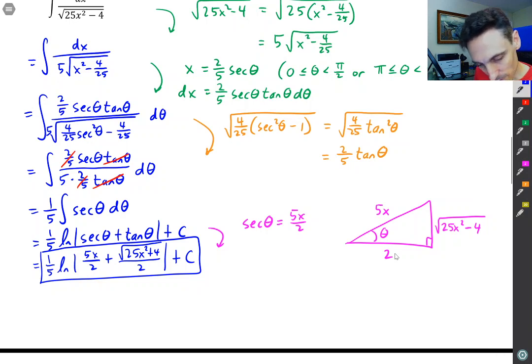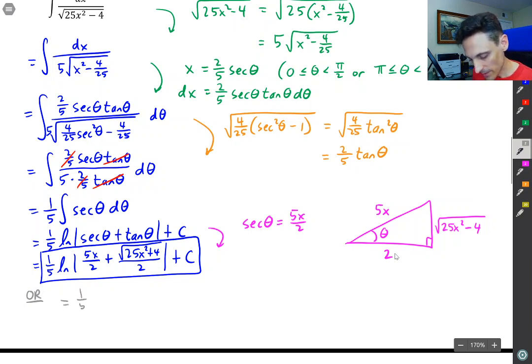Let me write this down below. So I'll write, or, actually put this in gray. So, or, you could continue simplifying and using some log properties to help you out by writing 1/5 ln of 5x, combining these two fractions, 5x plus the square root of 25x squared plus 4 all over 2, and then close the absolute value bars, put the plus c.